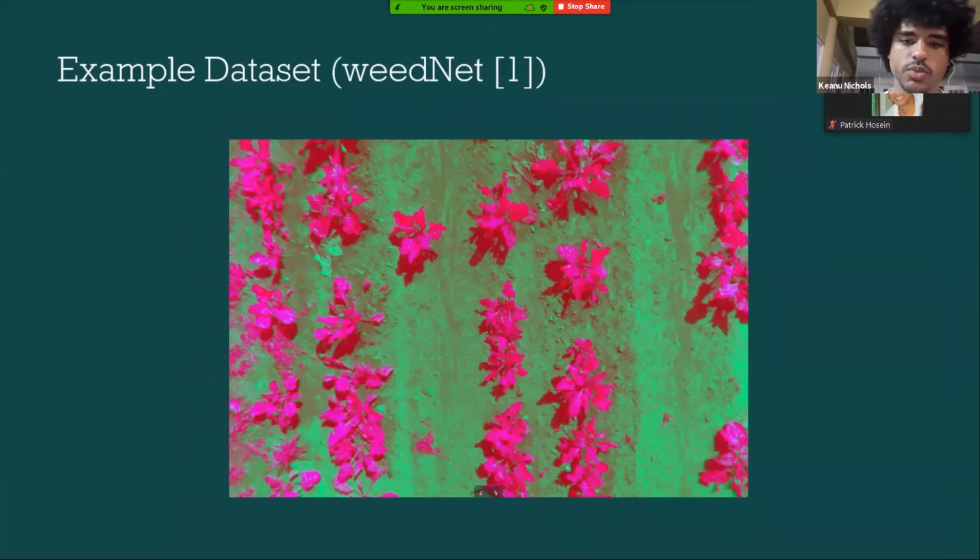Since we were only able to get the drone recently, on Friday, in the meantime we looked at using an example data set. It is based upon a data set from this paper, WeedNet. It was a data set taken from, I believe, a beet farm. They took aerial images of the farm, and it had crops and then weeds. This image here is just an example of the crops.